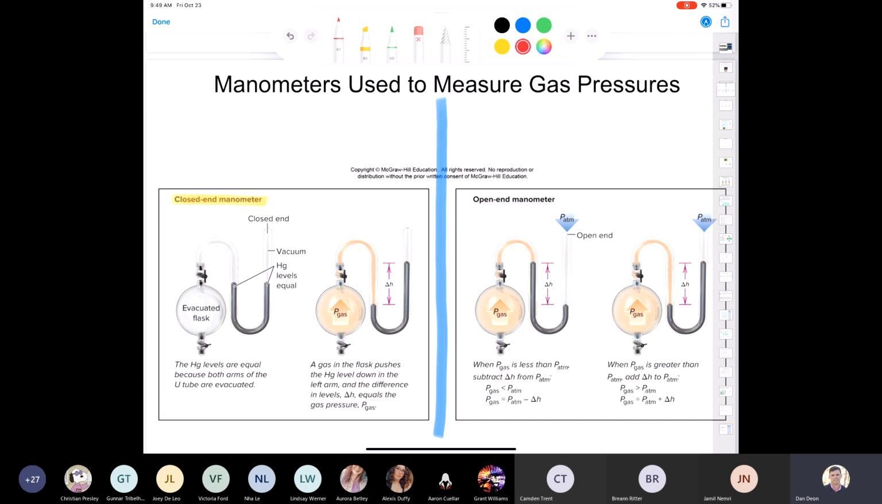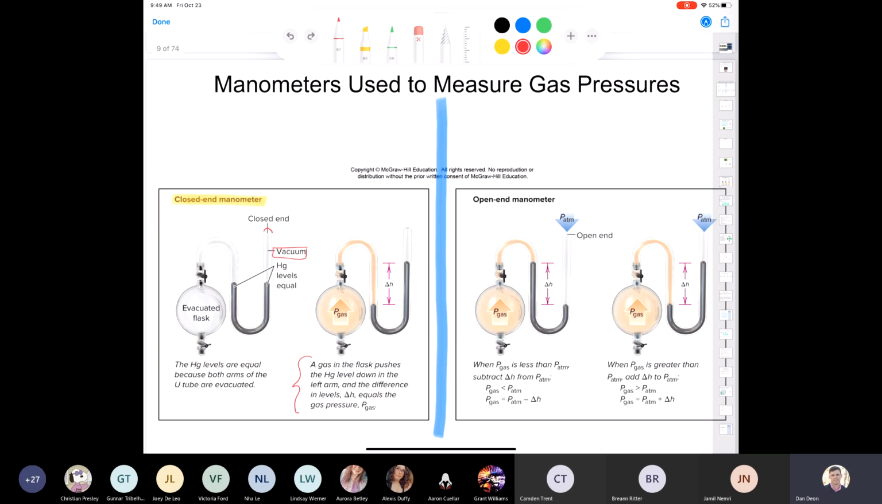And then we have this end closed. Okay, this end is tight, and we have a vacuum here. So that means there's no pressure in there whatsoever. And then if we introduce a gas into the flask, it's going to push this mercury down, right, in that direction.